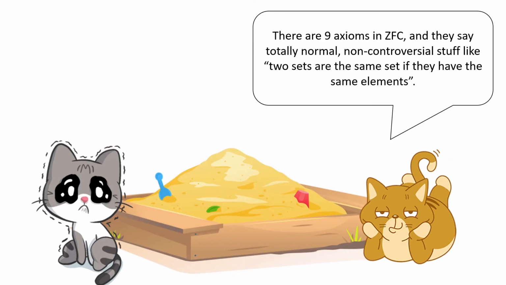For example, the first one is 2 sets are the same set if they have the same elements. Seems pretty obviously true, right? But the thing is that we can't prove this because if you take this away, then we have nothing to prove it with. It's something that's so fundamental that you can't prove it because it is the basis on which the rest of math rests.